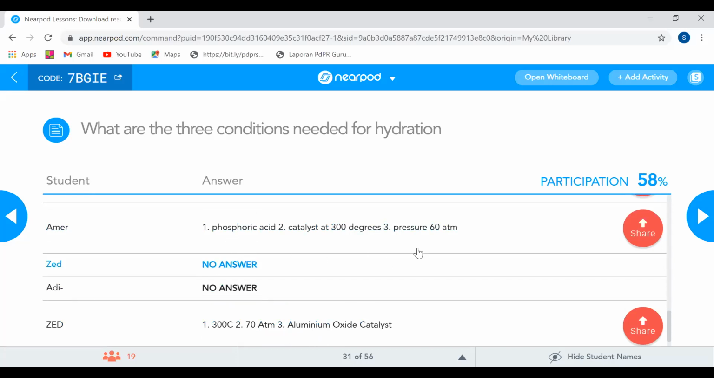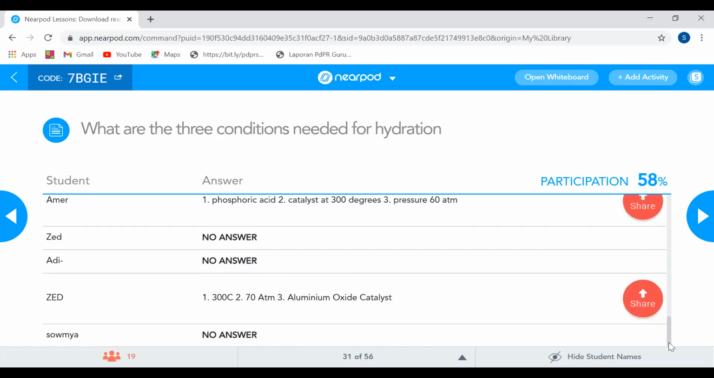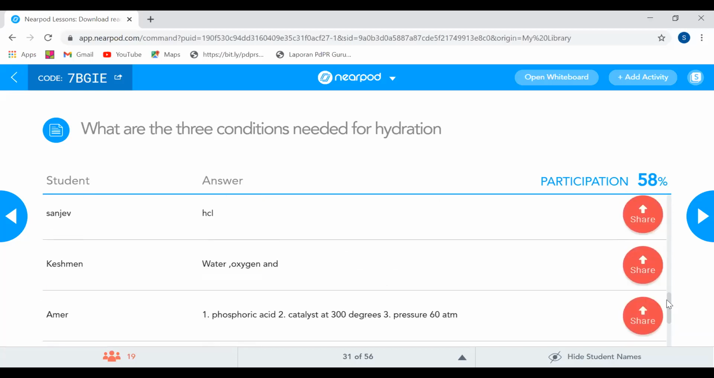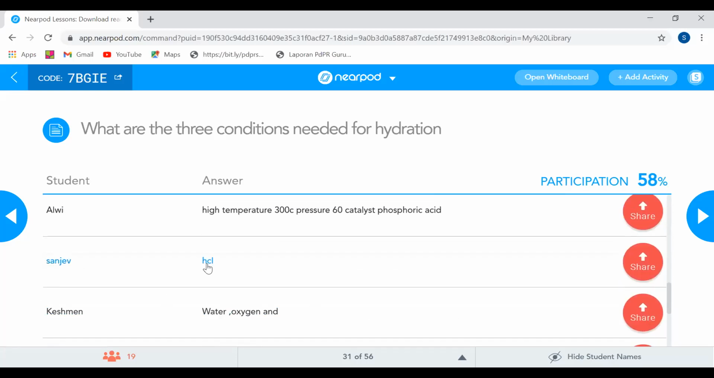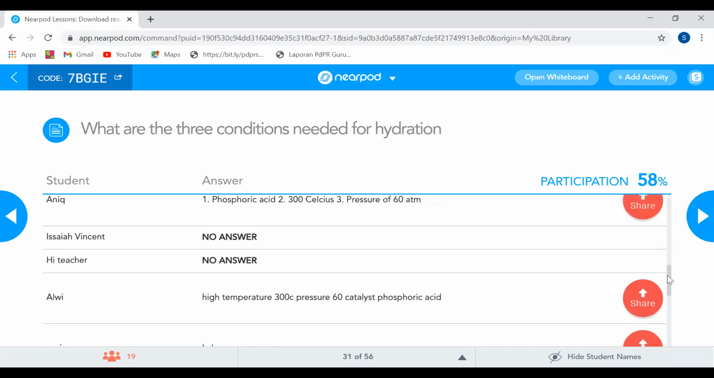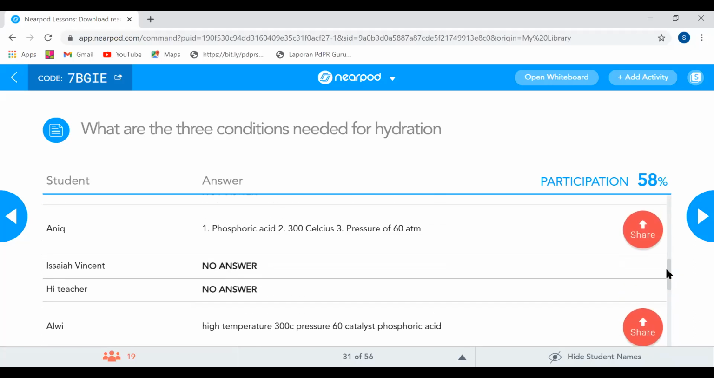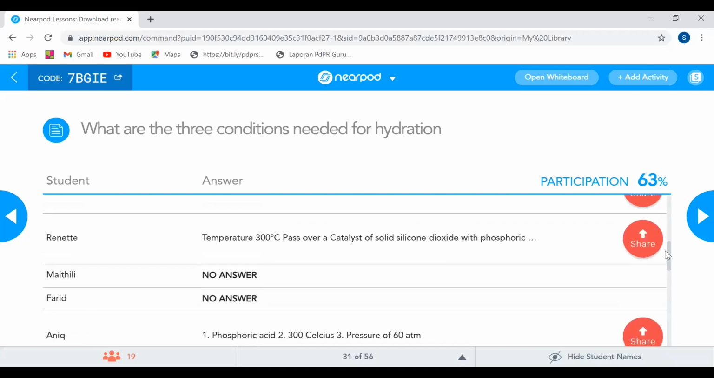Okay, so Amir's answer, yes, correct. You can correct your work, check your work. Sanjeev, what is your answer? HCl, Sanjeev? Always answers correct. Okay, correct, Anik. Where is Maithili Farid?